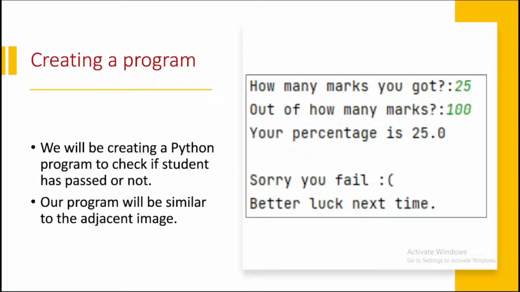So let us start creating the program. We'll be creating a program that checks if a student has passed or not. That is, the percentage should be greater than 35. So you can see it gets my marks, and then it gets the total of how many marks, and then it prints my percentage and it tells if I've passed or failed.